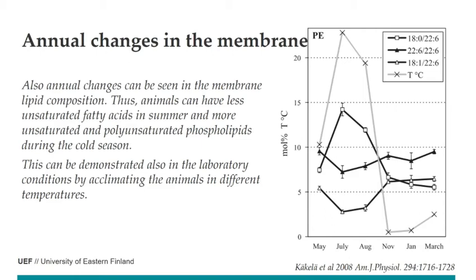And then there are two other ones. In the middle one there's 22:6. It's a little bit longer phospholipid and has double bonds. And then 18:1, which is similar in size to the first one, but it has one double bond. And you can see that one is going up in the summer, one is going down. So these animals can change their membrane composition seasonally.